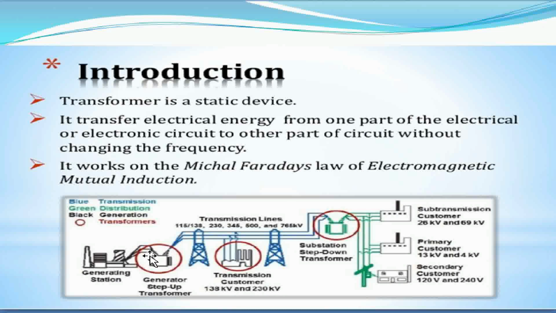So what happens in the electrical network? How is the energy transferred from the generating station to the utilization section? Utilization is nothing but household or industrial purpose. So from generation to utilization we have two subsections, that is transmission and distribution.